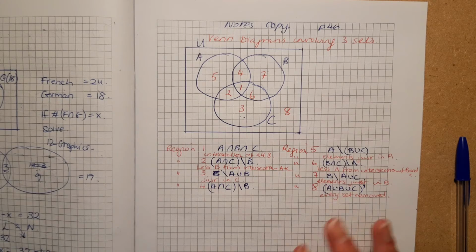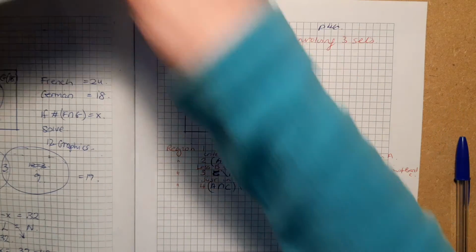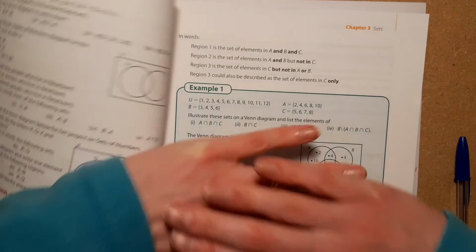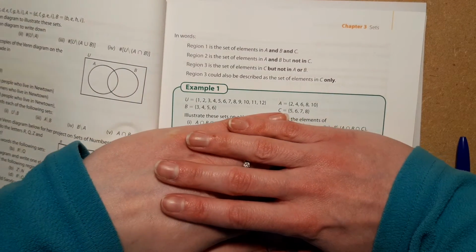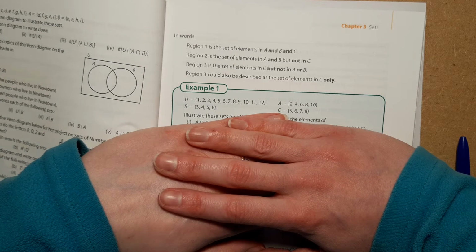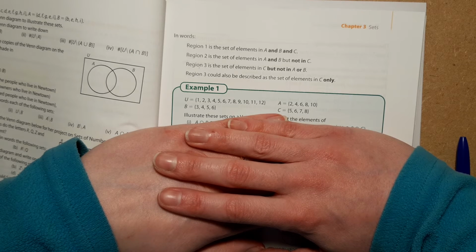I'm now just going to show you it in practical application by doing example 1. I don't necessarily think I need to write it out for you because it is all written out here for you. So the universal set are the numbers between 1 and 12. A is the set 2, 4, 6, 8, 10. B is the set 3, 4, 5, and 6. C is the set 5, 6, 7, and 8.